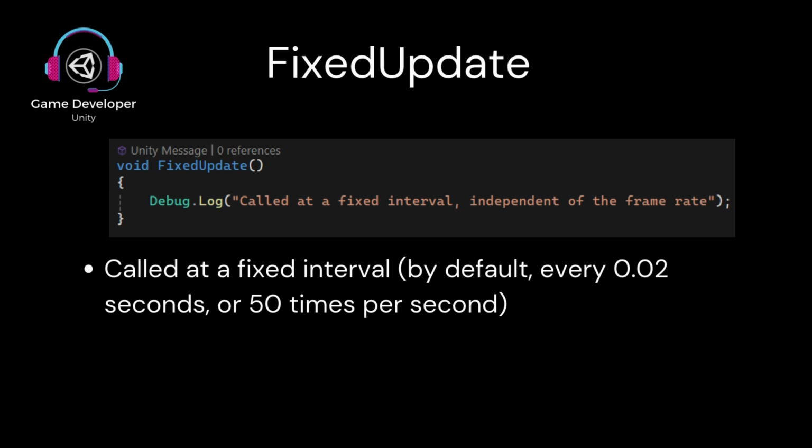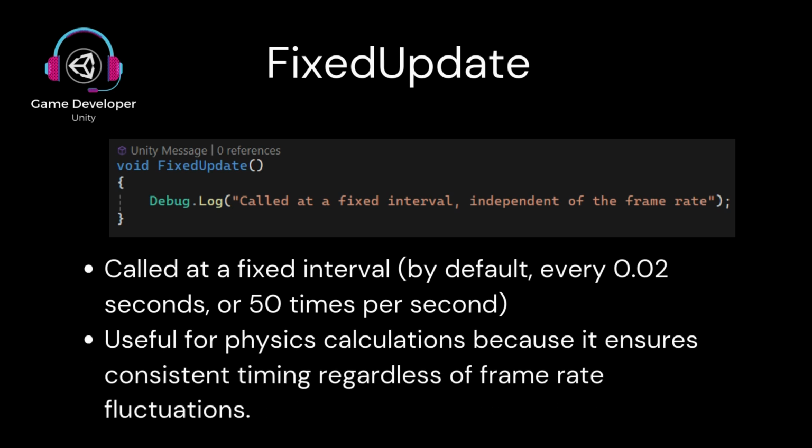This is useful for physics calculations because it ensures consistent timing regardless of frame rate fluctuations. Any interactions that involve physics, like applying forces, moving rigid bodies, or checking collisions, should be handled in FixedUpdate to ensure smooth and stable physics behavior.